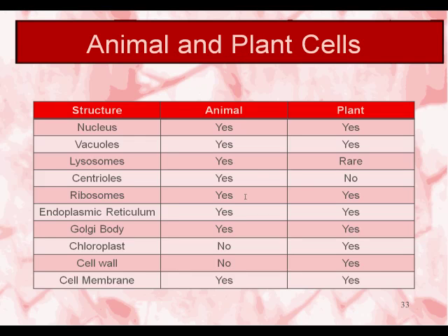Let's compare plant and animal cells. Notice the structure in the first column. If that structure is present in an animal cell or plant cell, it will be indicated by yes. If it's not present or found, it would be indicated simply by no. Note the lysosomes. It is found in animal cells, but it's very rare in plant cells.